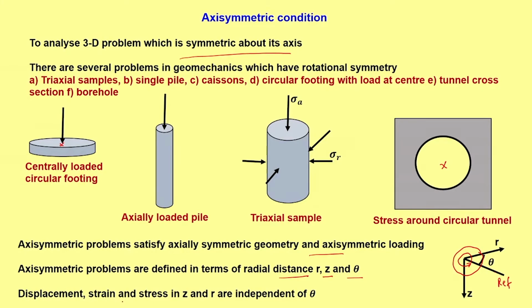So, displacement, strain and stress in z and r are independent of theta. That is what I just explained. What does it mean? If you consider stress, displacement or strain in the r direction and z direction, then if you rotate theta, it is not going to change. Whatever is there in the r and z direction is independent of the value of theta; theta equal to 0, theta equal to 90, things are the same. That is how we say that the axisymmetric condition is met.